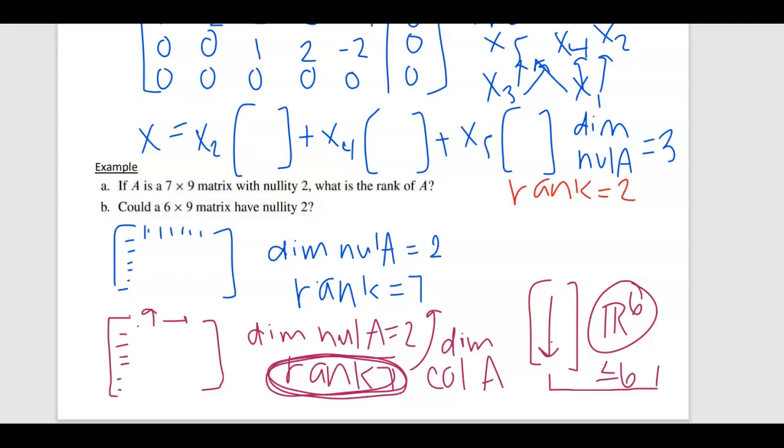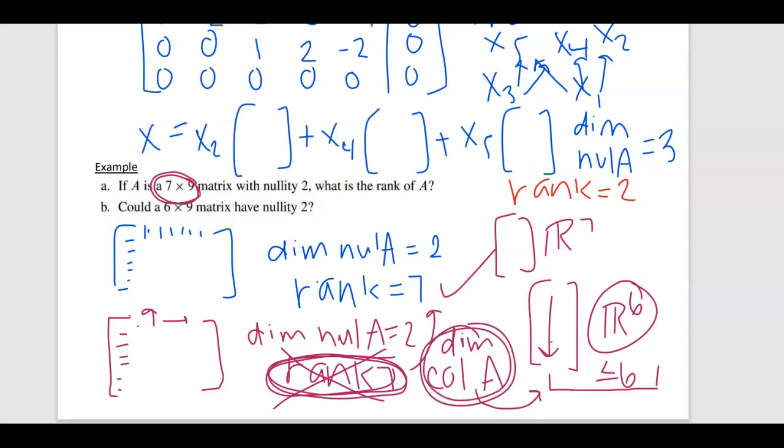So no, we cannot have this rank because you can't end up having a dimension of those column vectors bigger than 6. So it ended up working out okay in A because I had 7 rows. So that's okay, because these vectors are in R7. I can have 7 of them. That's totally fine for the dimension of the column space. But here, I can't have more than 6. So rank could not be 7. You can't have a nullity of 2 on this one.